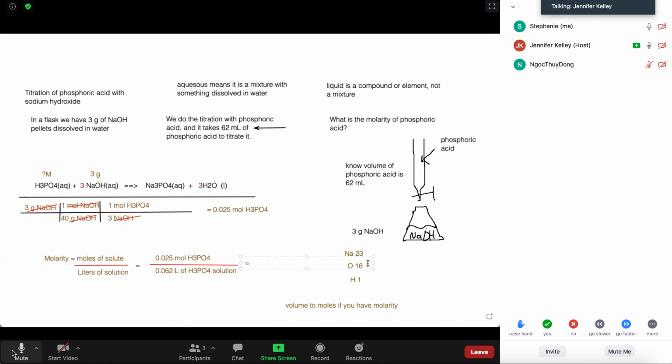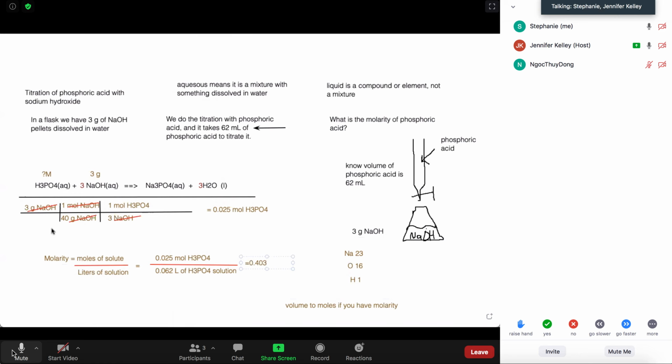And so what do we get for the molarity there? I got 0.403 and then 225806. Yeah. So we'll just stick with 0.403.